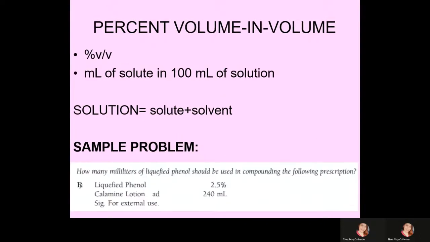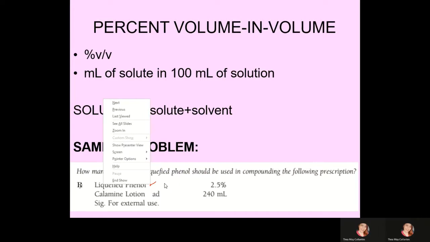Let's proceed. With your volume in volume, it's just easy. It's still the same, but what we are using is a liquid solute. So with this one, how many ml of the liquefied phenol should be used in compounding the following prescription? Okay, guys, as you can see, your liquefied phenol is the one that is our solute. Your calamine lotion is our main solvent or our main vehicle for this formula.